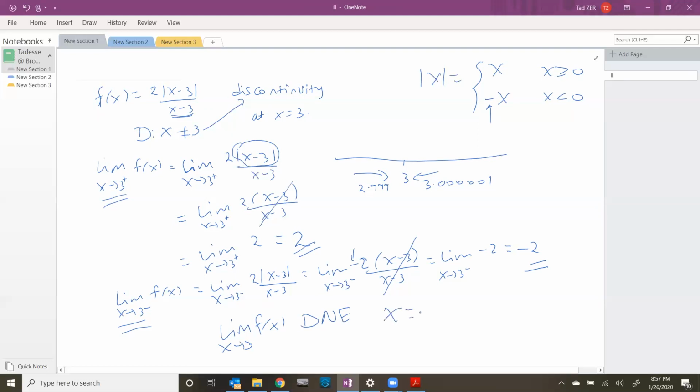So x equal to 3 is a non-removable discontinuity.